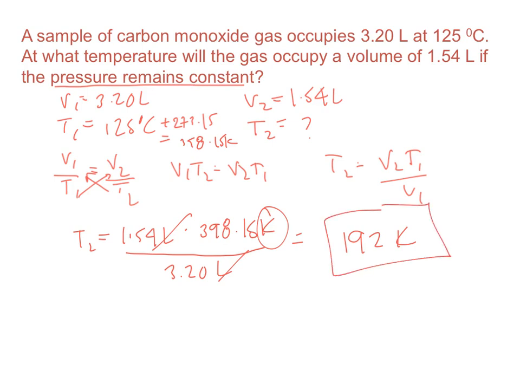If we look at this, we had a volume of 3.20 liters, and we decreased that volume to 1.54 liters. We know that volume and temperature are directly related, so if the volume decreases, the temperature should also decrease. We've gone from 398.15 Kelvin to 192 Kelvin, so both our volume and our temperature have decreased. That makes sense with respect to the conditions the gas has been changed to. So this calculation is good.